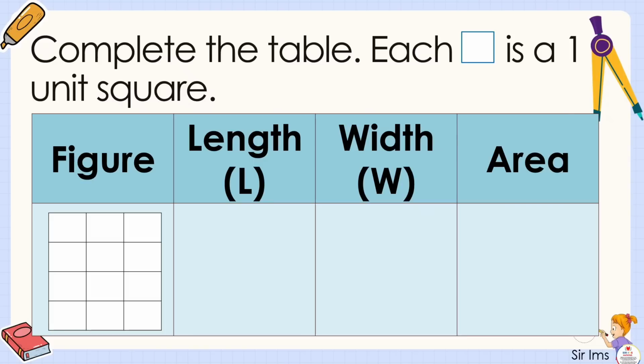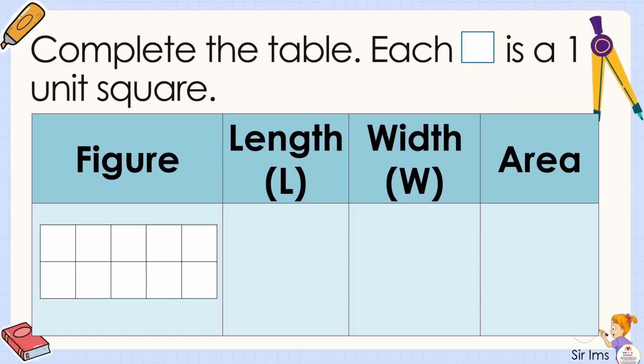So this time, complete the table. Each square is equivalent to 1 unit square. For figure 1, you're going to count how many unit squares there are for the length. So we have 4. And then yung width niya is 3. So 4 times 3, that would be 12.